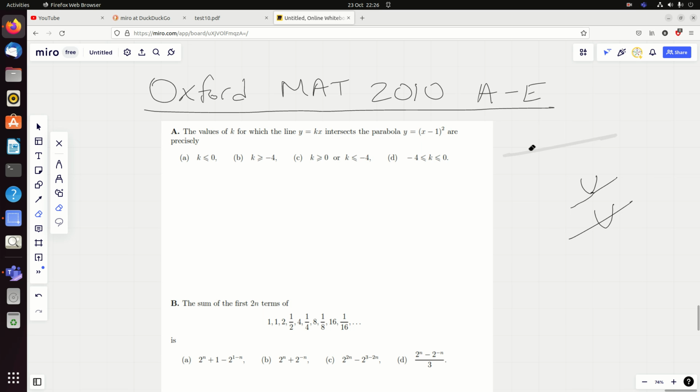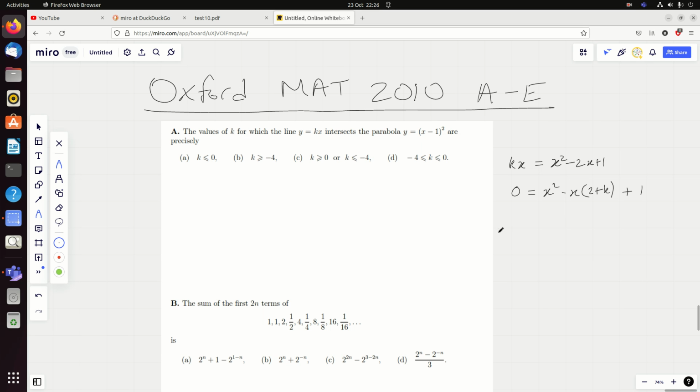So this is what we're dealing with here. This one isn't too bad. I'm sure you got this straight away: kx equals x squared minus 2x plus 1. Set it all equal to 0: x squared minus x times (2 plus k). I think I've got the sign the right way around. And then plus 1. Yeah, minus 2x minus kx. And that's exactly what I'd have here if I put that on that side.